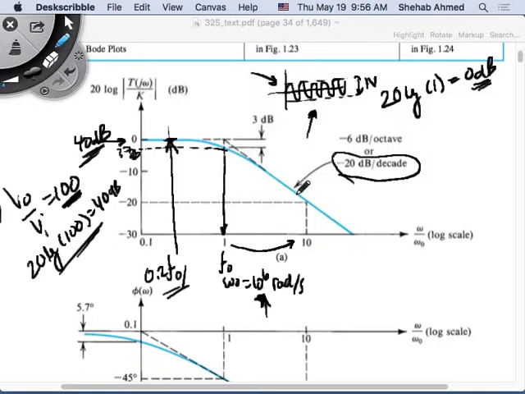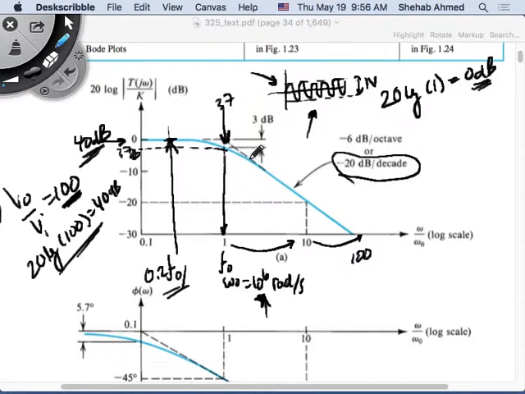Not 2 decades like 20 years. 2 decades is like 2 decades of frequency. Is this clear or not? Decades means 1 and 10? No. From 1 to 10 is 1 decade. Okay. From 10 to 100? Yes, but multiply by 10. Isn't it from 1 to 10 it was 37? No, 37, I lost 3 dB from DC to my corner frequency.